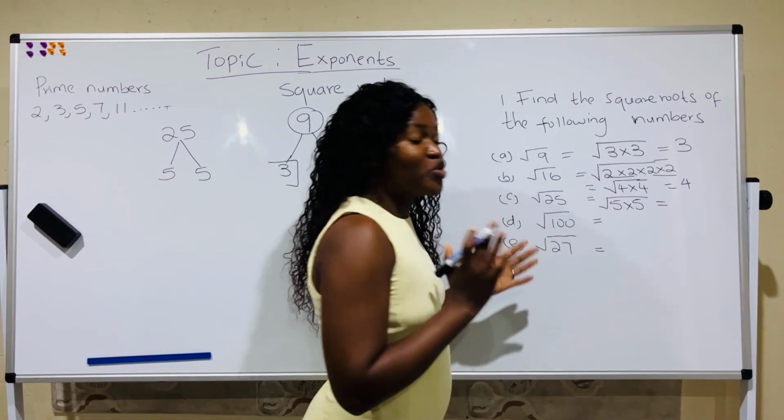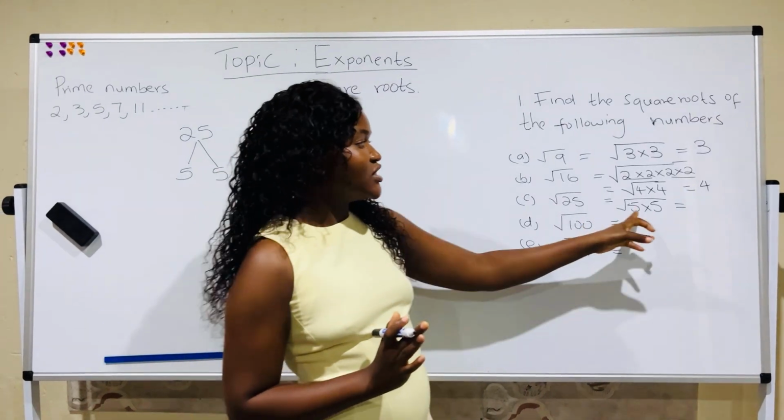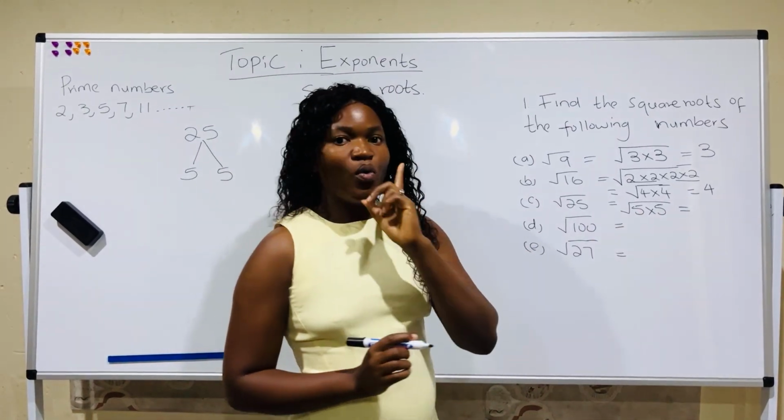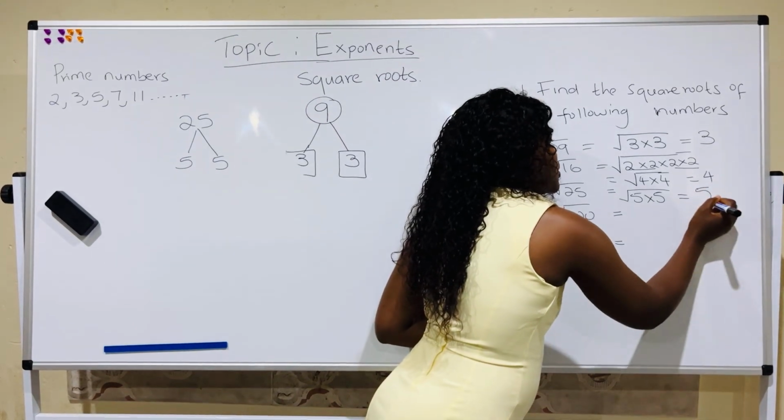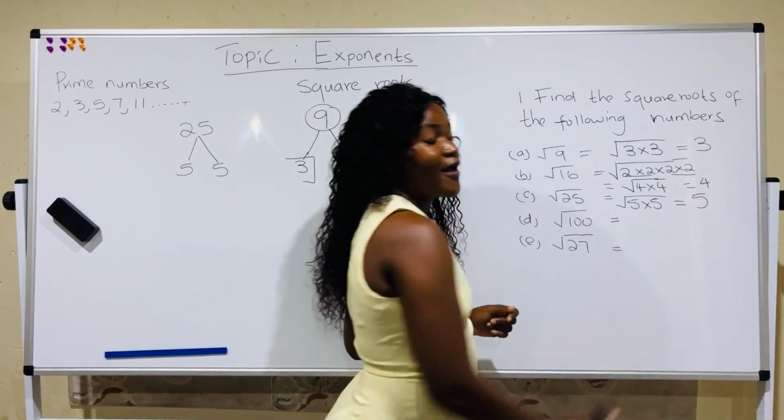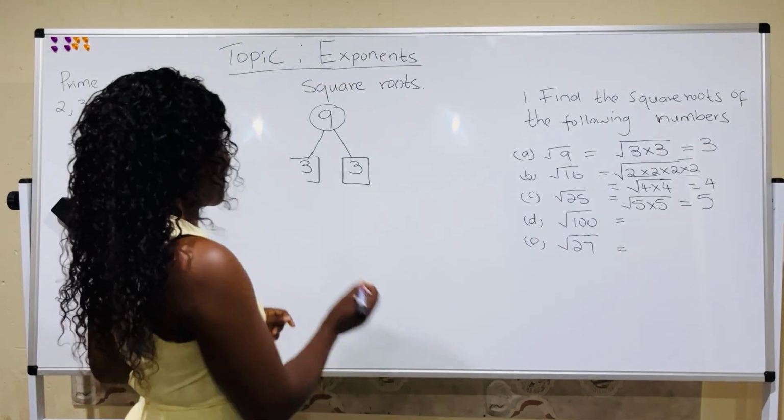And remember that for the square root, we need two numbers that are the same that we multiply. We are only going to take in 5. So this is going to mean again the square root of 25 is 5. Then moving on to 100.